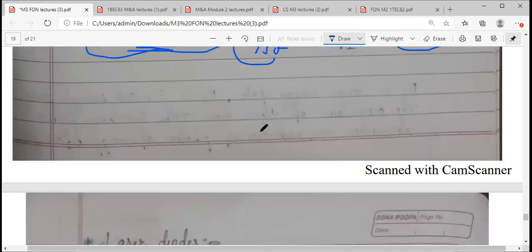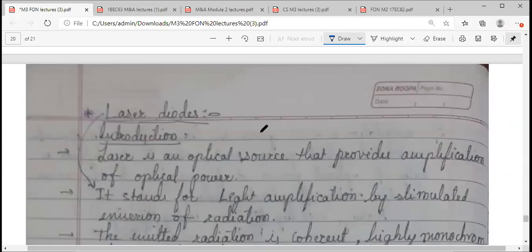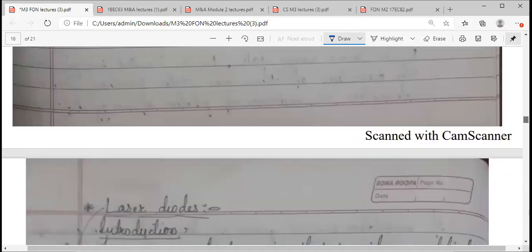Hope you understood this. Now coming to the next optical source, that is laser diodes or lasers. Very important. What is the difference that we have seen between a laser and an LED in the starting?